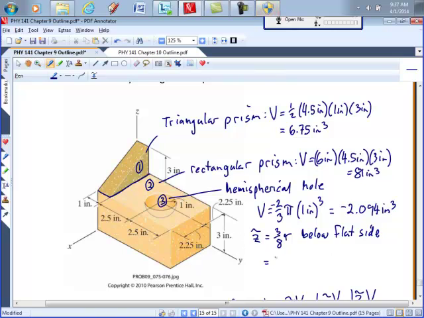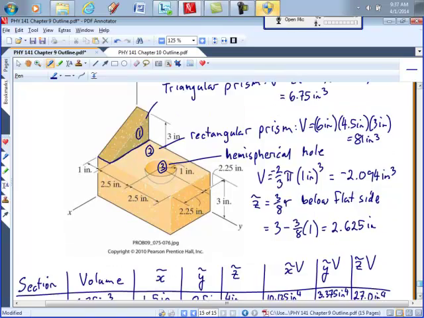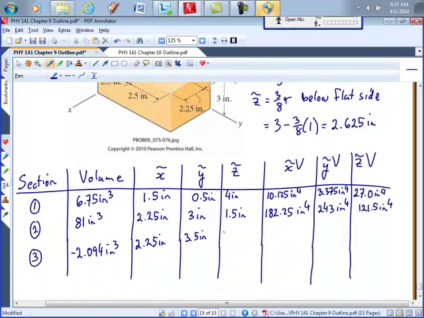So the flat side is going to be 3 inches minus 3/8 times 1 inch. So that'd be 2 5/8, or 2.625, is the value I have here.